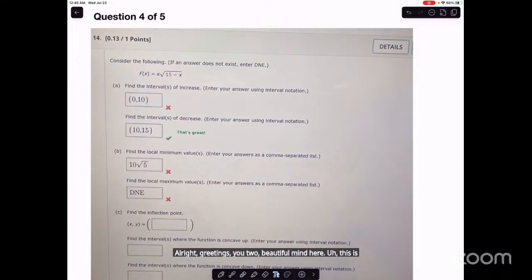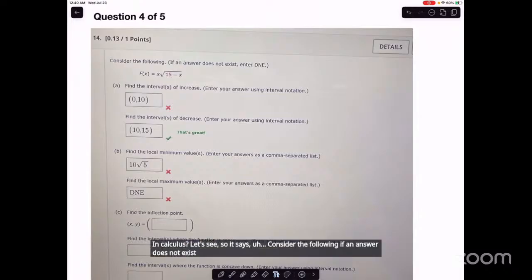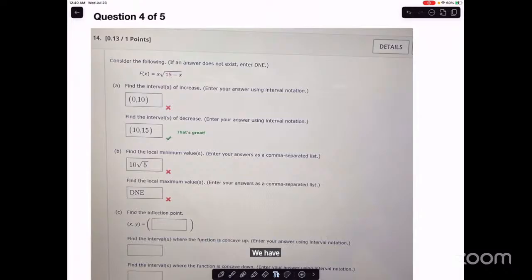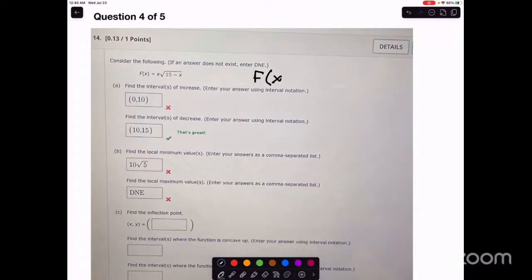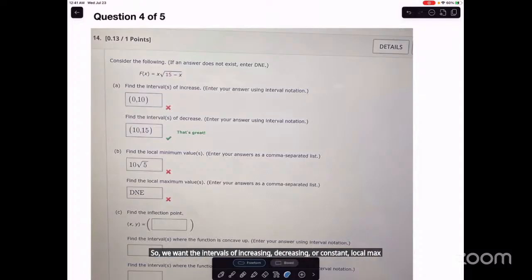This is question 4 of a series of 5 from calculus. It says, consider the following. If an answer does not exist, enter DNE. We have f of x equals x times the square root of 15 minus x. Let me get a copy of this. We want the intervals of increasing, decreasing, or constant, local max and min, and points of inflection, okay?